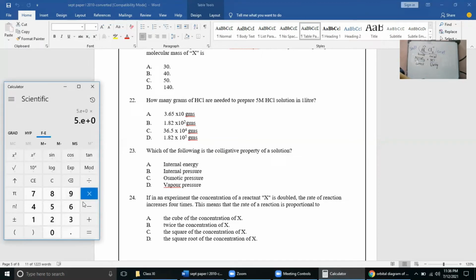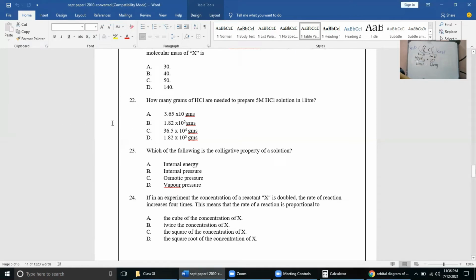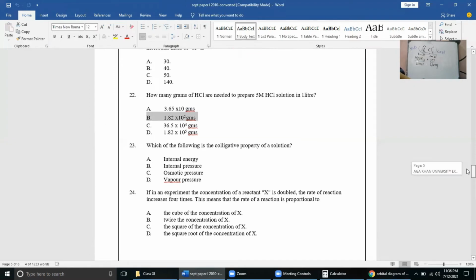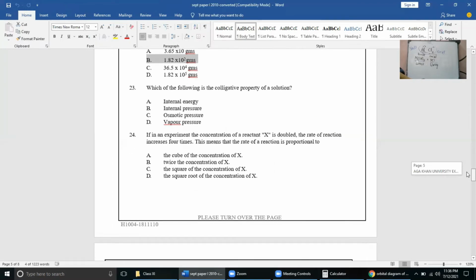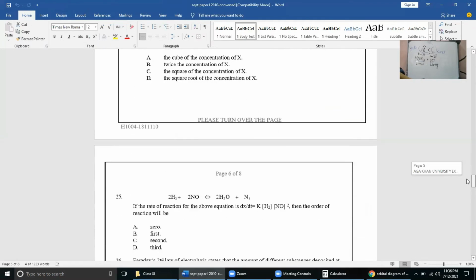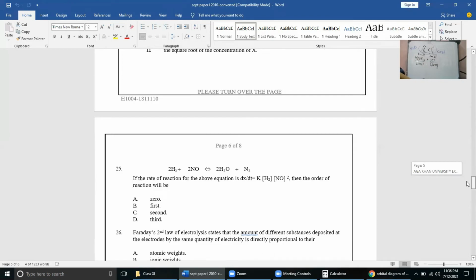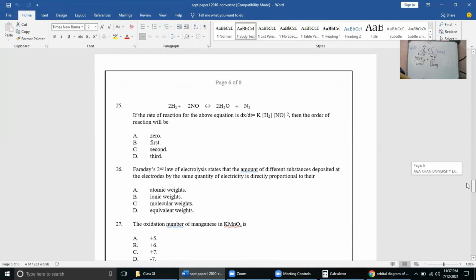5 multiplied by 36.5. Your answer is 1.82 exponent 2 grams. So this is the correct answer, option B. So these questions are not related to your syllabus this year. MCQ number 23, MCQ number 24 also, and 25 also.